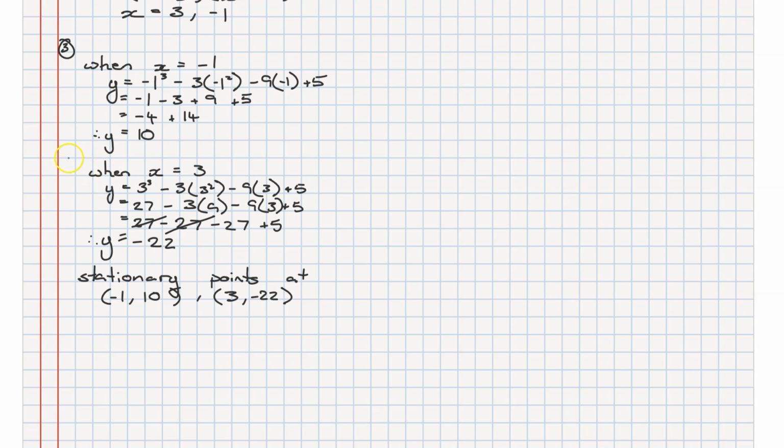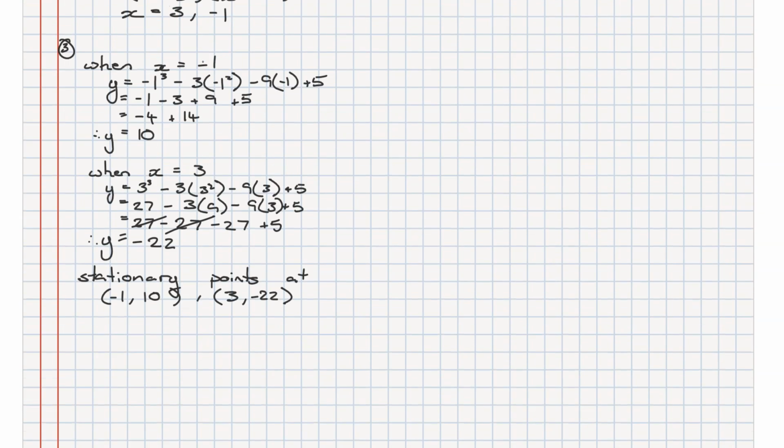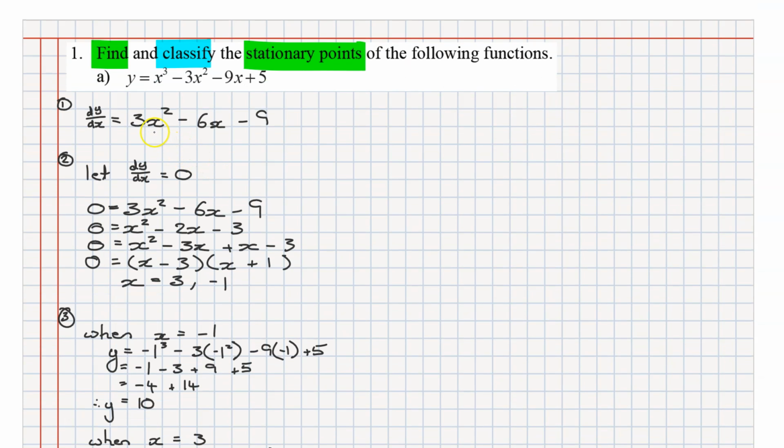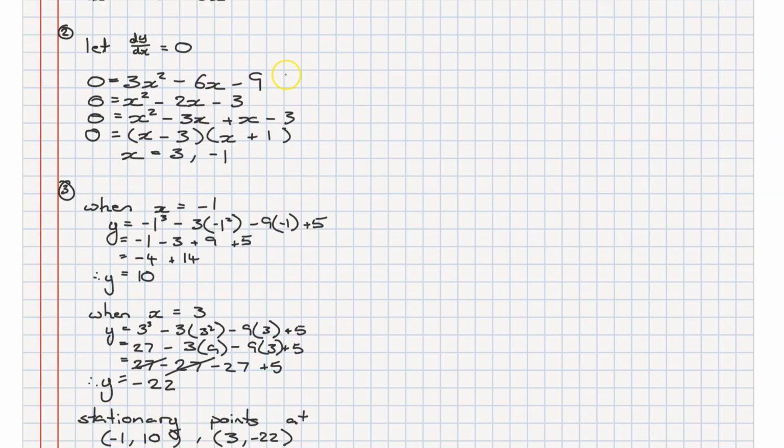Done. Okay, so that's the first part of the question, finding the stationary points. Now we need to classify the stationary points. We want to know what's going on at negative 1, 10 and at 3, negative 22. The way we do this is we grab the derivative, 3x squared minus 6x minus 9, and draw a sign diagram based on this function. So dy over dx is 3x squared minus 6x minus 9.